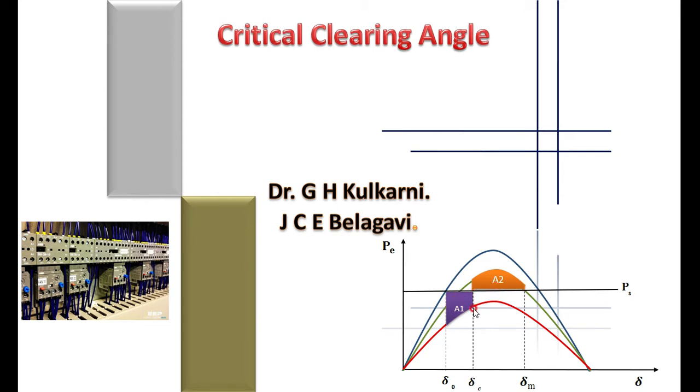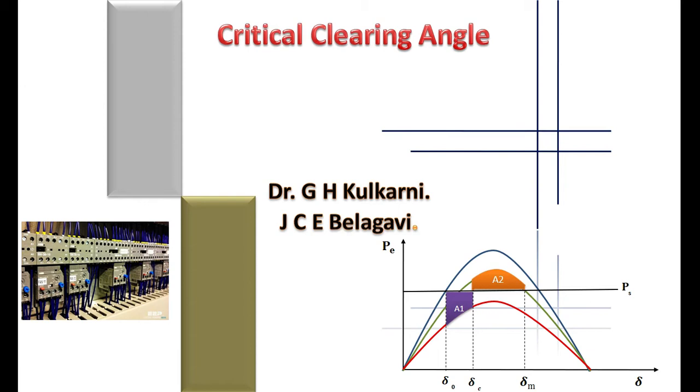But when you are clearing the fault at less than the critical clearing angle, A1 is equal to A2. As A1 increases, A2 also increases when you are clearing the fault at less than the critical clearing angle. But at the critical clearing angle, just A1 is equal to A2. Beyond that, A1 is not equal to A2. Therefore, A1 depends upon the time taken to clear the fault.